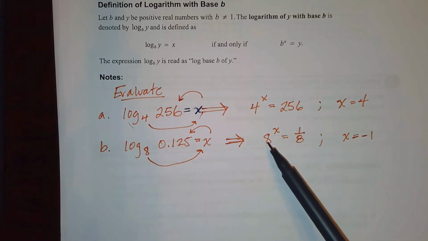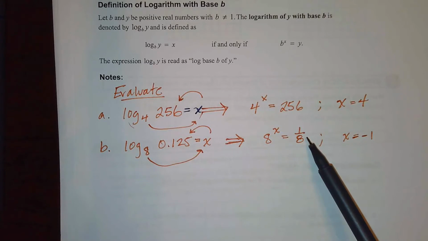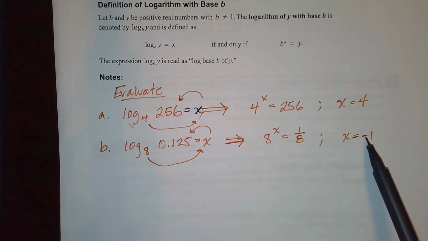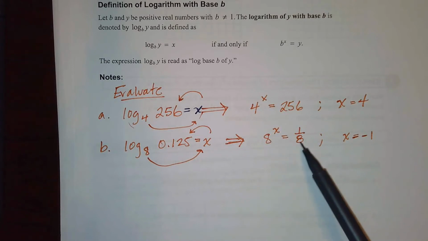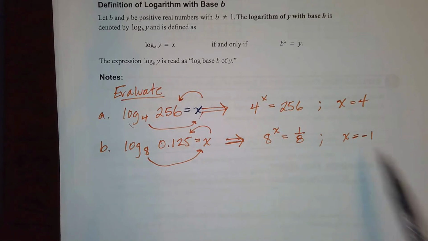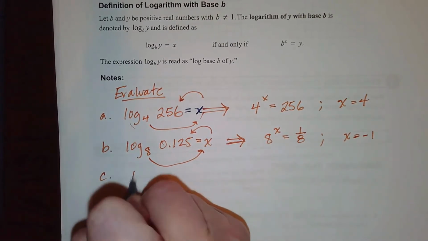So a lot of times what I do is I think, okay, well, if I'm going from a whole number to a fraction, I know that it has to be negative. And then what number do I have to raise 8 to get to this 8? Well, in this case, it would be 1. So I raise 8 to the -1, and I would get 1/8. Let's do a couple others.